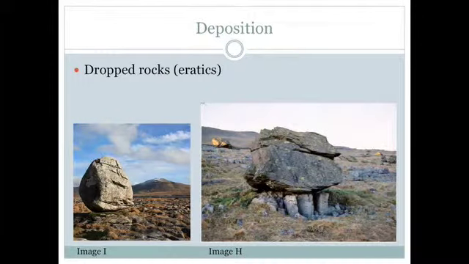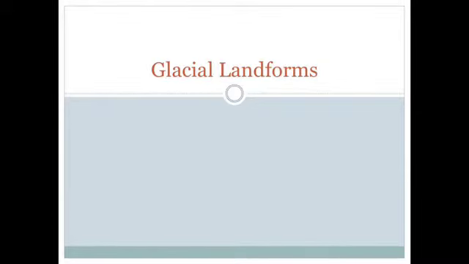Next, we move on to deposition. Dropped rocks, also known as erratics, are carried by the glacier, and then when the glacier reaches the ablation zone, it will drop the rocks, and they will seem very out of place, out of the natural environment, because they've been carried all the way down a couple of kilometers with the glacier. Now, moving on to landforms.